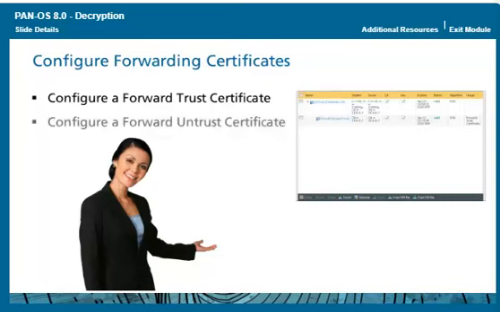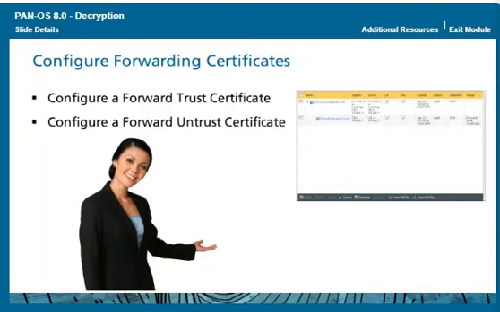To create a forward untrust certificate, generate a new certificate on the firewall. This certificate should not be trusted by SSL clients, but must still have the capability of signing other server certificates. For these reasons, generate a self-signed certificate that is not signed by any SSL client-recognized CA. Also, do not copy this certificate to the SSL client's certificate stores.